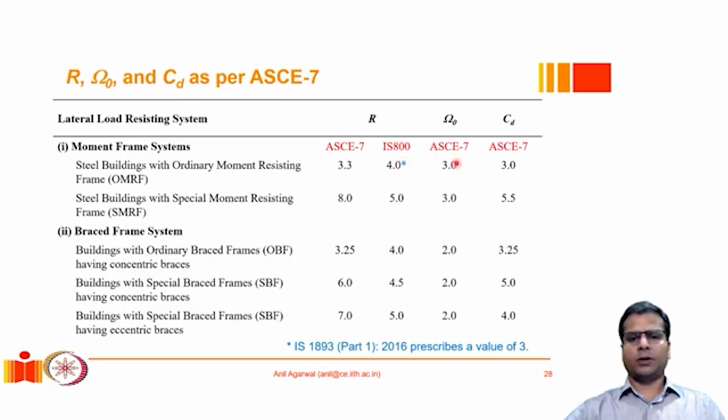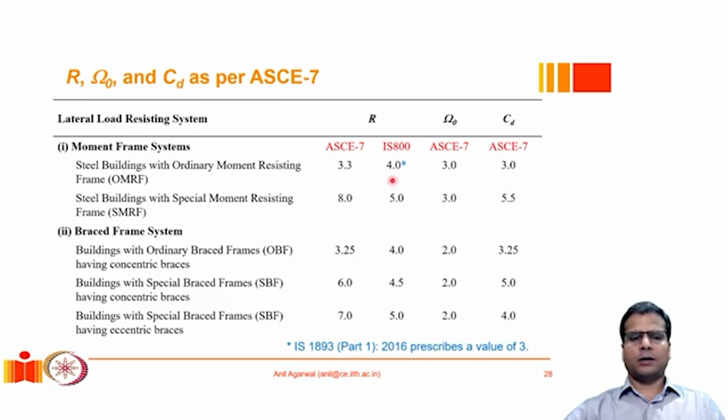As I had mentioned before, the Indian code does not explicitly mention the overstrength factor anywhere, but it gives a constant value of 2.5 for all different types of frame systems. The American code gives an overstrength factor of 3 for moment resisting frames and an overstrength factor of 2 for the braced frames. The displacement amplification factor we will talk about in a minute.